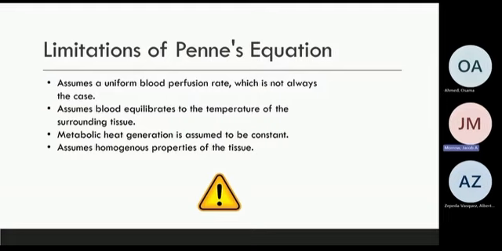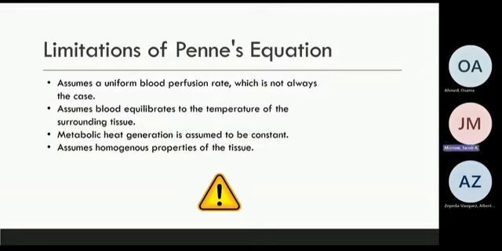Another limitation is that it assumes blood equilibrates to the temperature of the surrounding tissue, which means that it doesn't accurately account for large arteries or high perfusion rates where the blood may not actually equilibrate with its surroundings due to high blood flow and strong convection effects. Additionally, the equation assumes constant metabolic heat generation. In real biological systems, metabolic heat generation varies with time, activity of the subject, as well as environmental conditions.